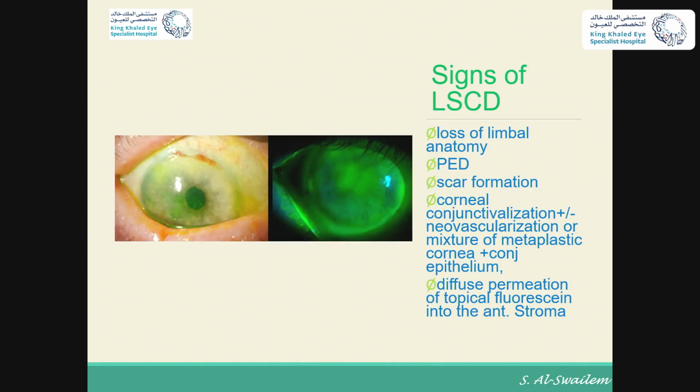So how do we manage? In order to manage, really, we need to detect first. We need to diagnose first by picking up the signs. Most important one is that you will start to have a loss of limbal anatomy. You will not be able really to localize the limbus clearly. In normal patients you can localize it, but in stem cell deficiencies it's really difficult.